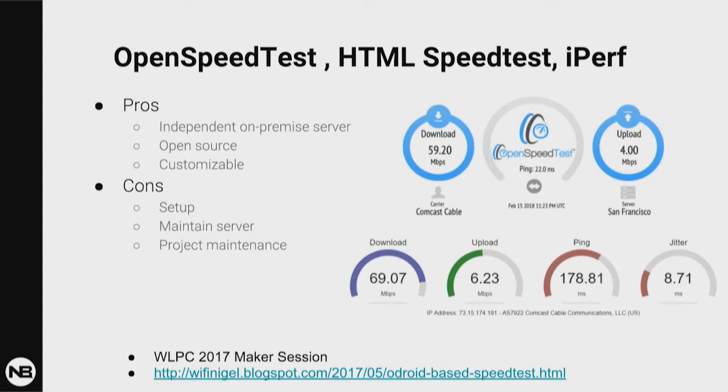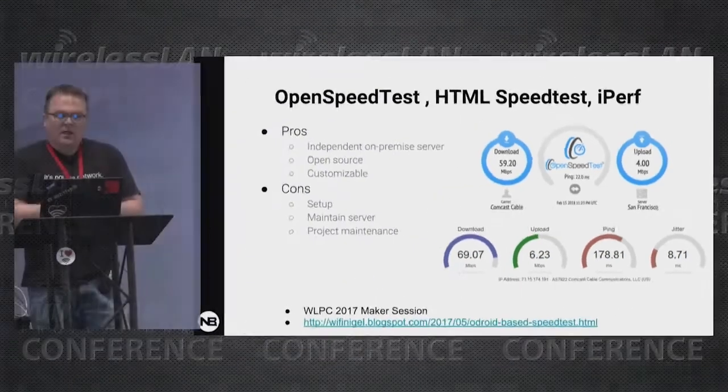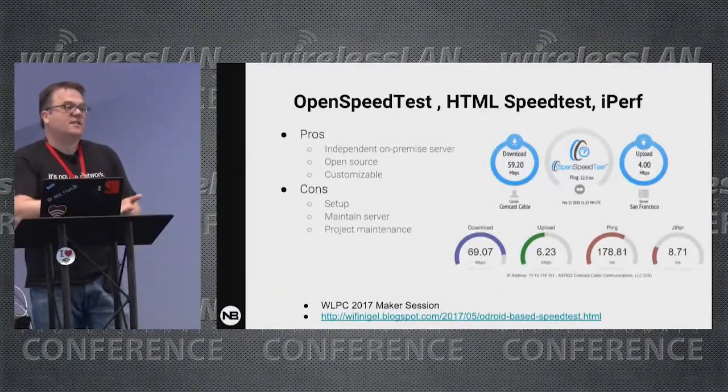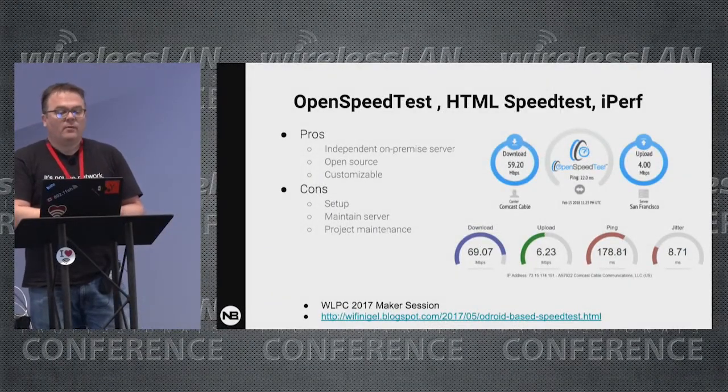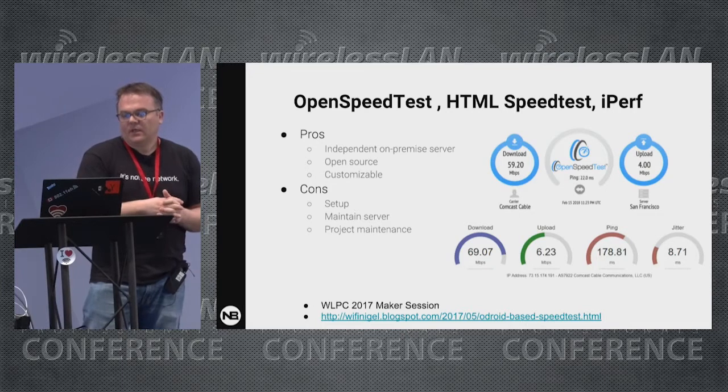So the first two, OpenSpeed test and HTML speed test, are also HTML browser-based tests, but you can download the server software, install it on your own premise, and then tell your users or yourself to go to that specific URL with an IP, or if you want to put a DNS entry there, and you click a button, you get the upload and download speed. Of course, the benefit here is that you have control of the server. You know how many people are running the test at the same time. You maintain the server, and you can get more reliable and accurate measurements.